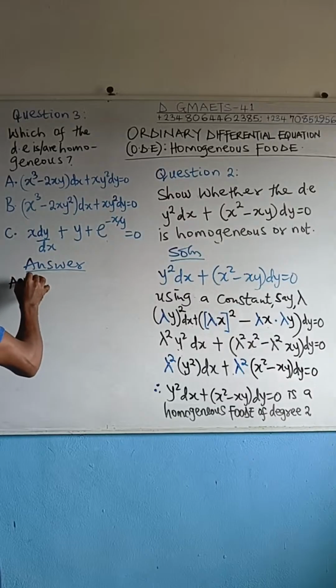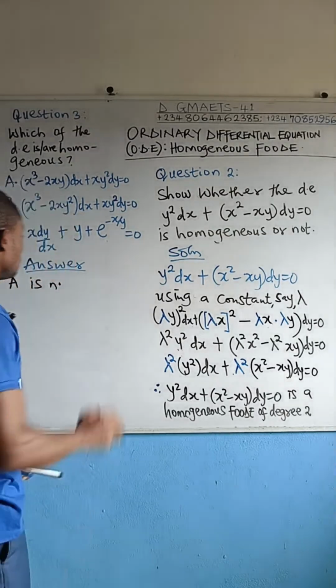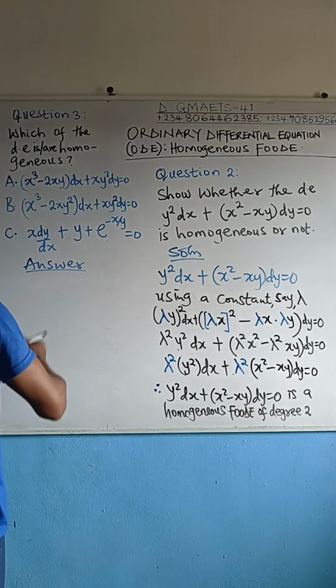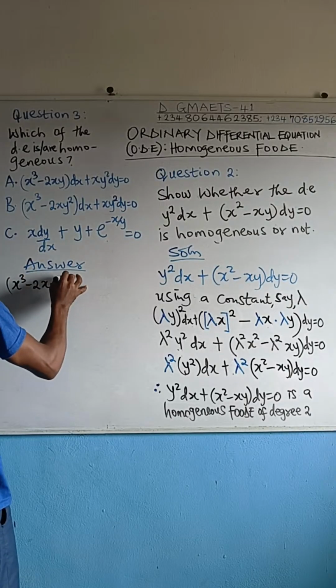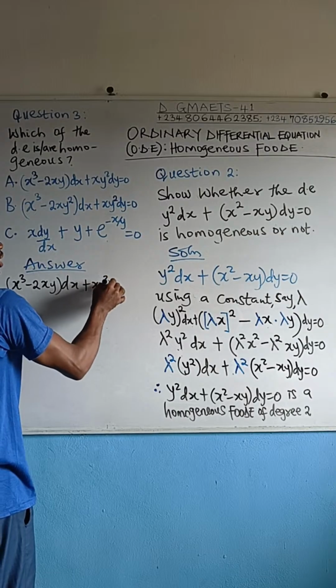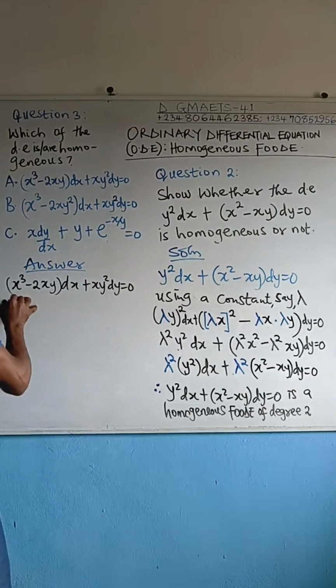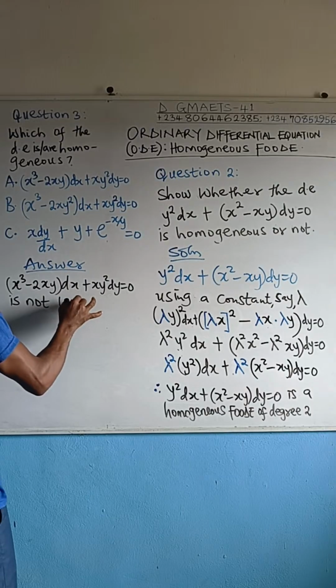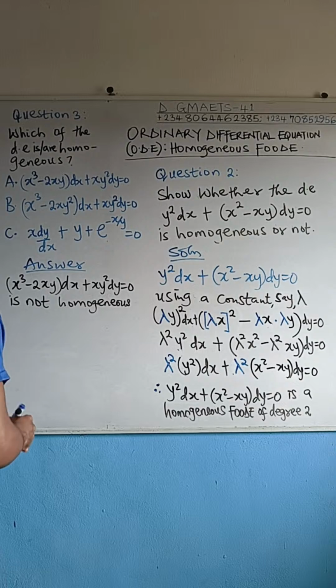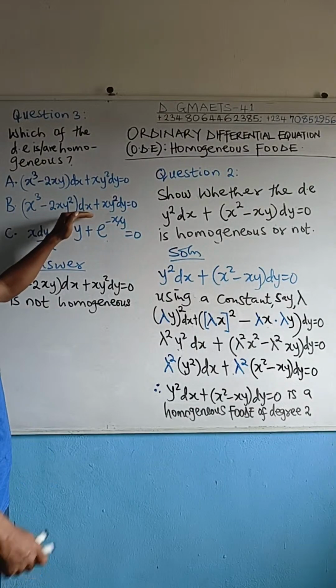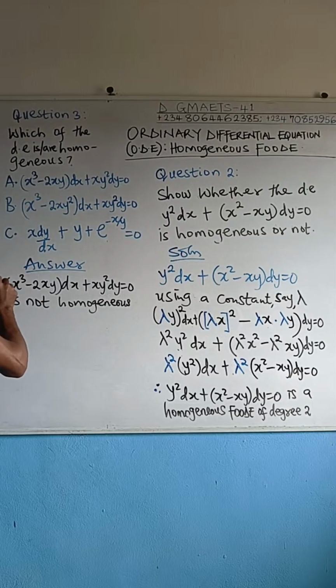A is not. Option A is not homogeneous. So x cubed minus 2xy dx plus xy squared dy equal to 0 is not homogeneous. Take note. I've said the reason for that. We have also explained that this one is homogeneous. This is A. B is homogeneous, so I will indicate B.